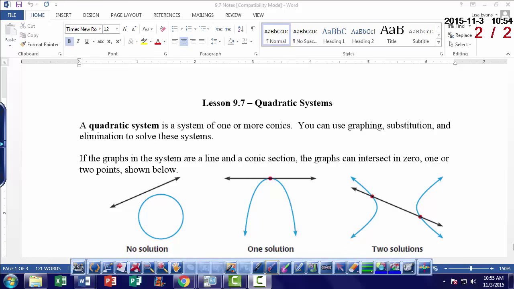Hello, today we're doing lesson 9.7, quadratic systems. A quadratic system is a system of one or more conics. You can use graphing, substitution, and elimination to solve these systems. I'm going to show you all three today.